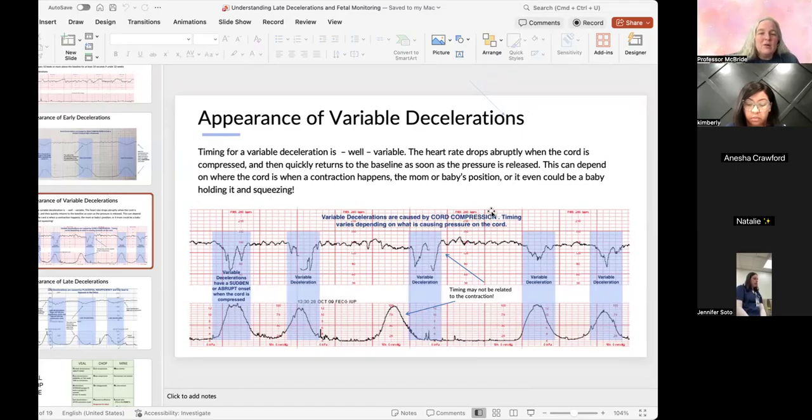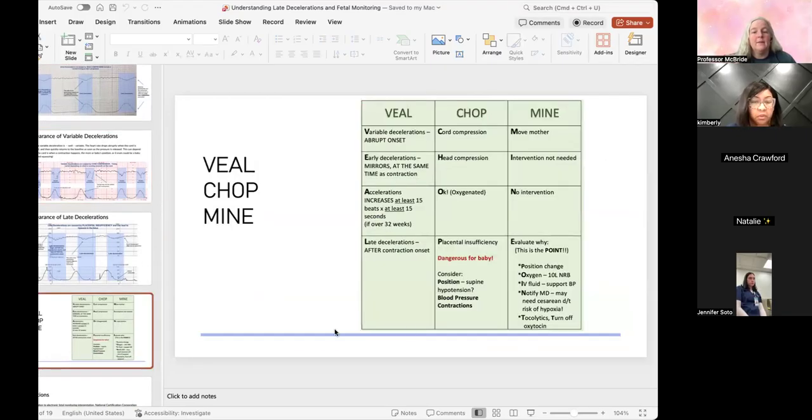So these ones, we still want to try to get the pressure off the cord. So a good first thing to do is to move the mom to see if we can shift the baby. But this isn't going to be the one that I'm worried about causing hypoxia. Okay, so that's what they all look like. That's what they all do. Then we think about VEAL CHOP.